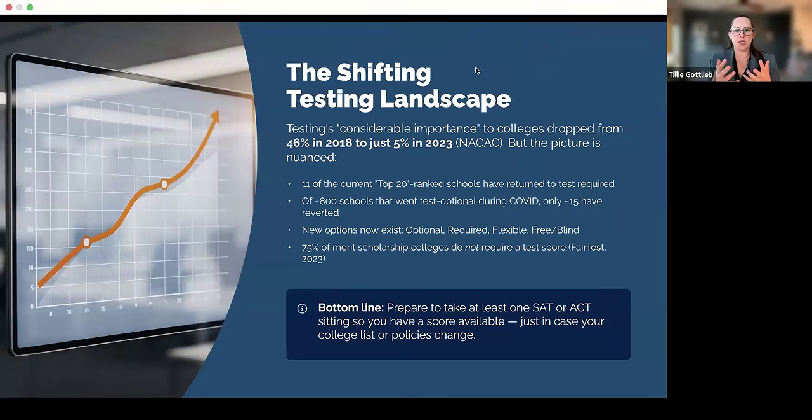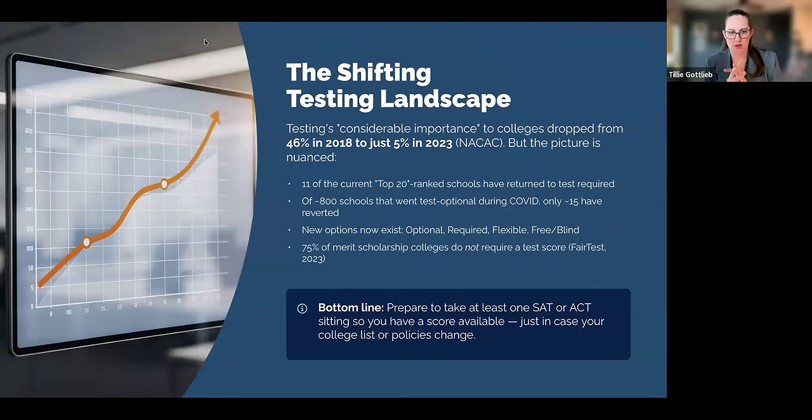So we have this shifting testing landscape, but I think I have good news for you, everyone. According to NACAC, the National Association of College Admissions Counseling, which does extensive research and is extremely well regarded in our field, it's sort of our beacon professionally, we are seeing that compared to 2018, colleges claiming that testing has considerable importance in the process has dropped from 46% to just 5%.